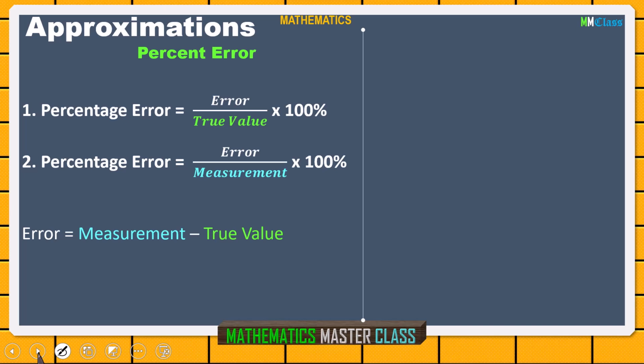So we are going to see the examples of each below, and the last ingredient is the error itself. And error is equals to measurement minus true value to get your error. So take note of this as we are going to make use of them in our examples below.